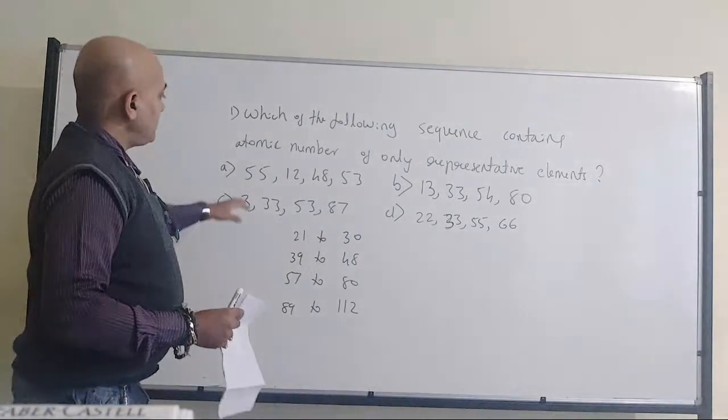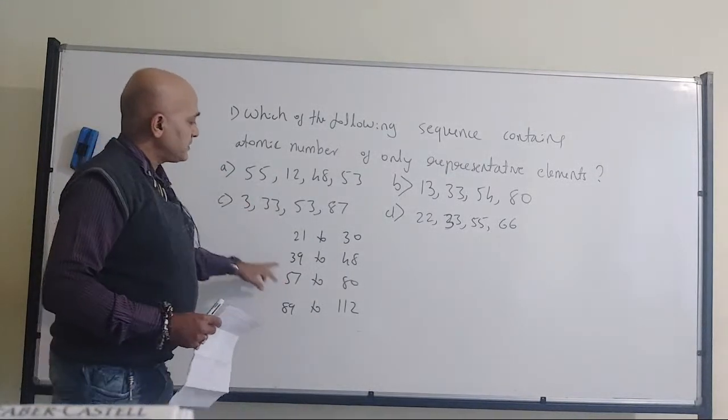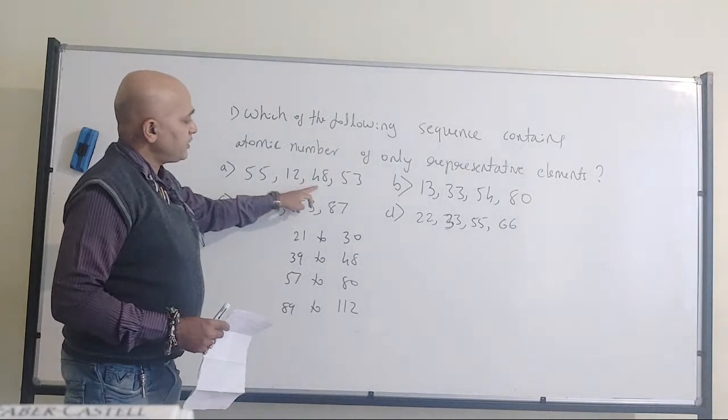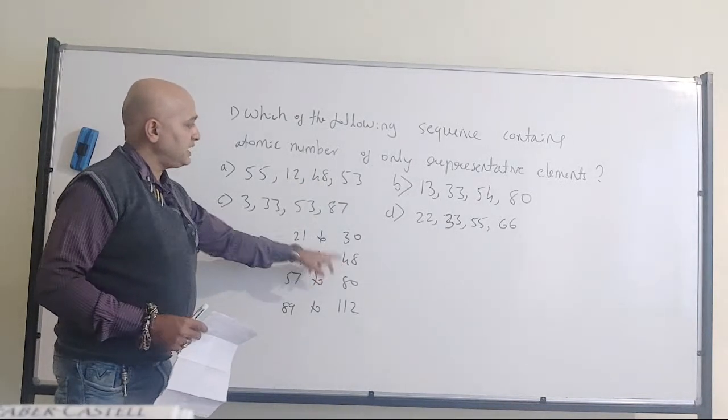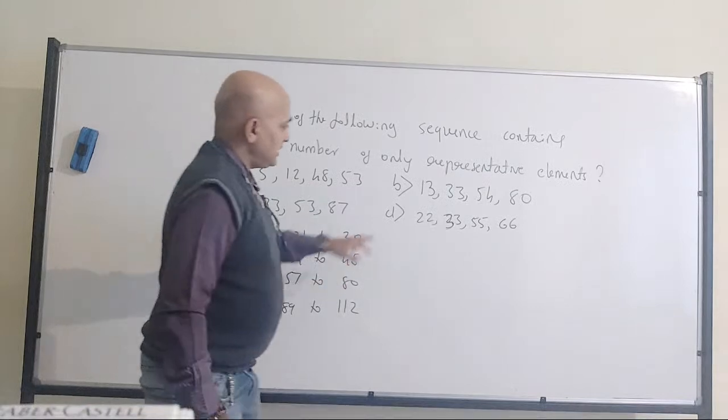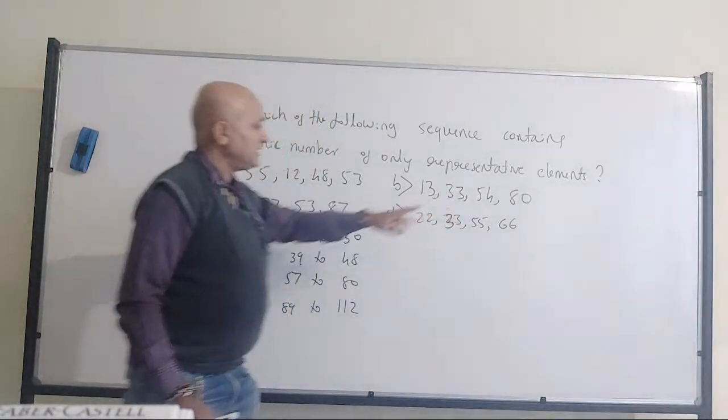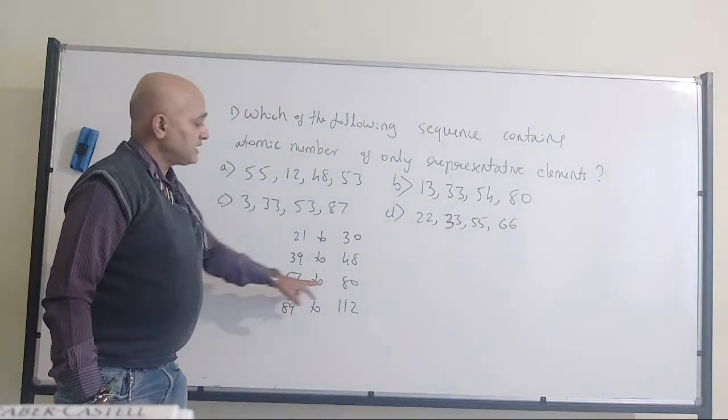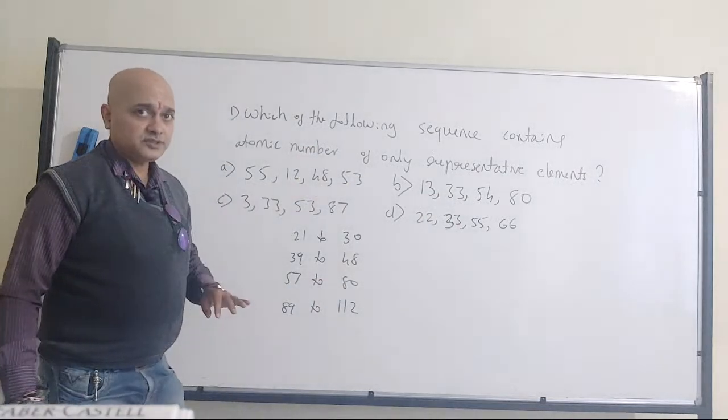See for example 55, right? So 12, 48, 53 is there, 48 is here. So option A is not there. So 33, 13, 33, 54, 80. So right, 80 is here. Option B is also gone.